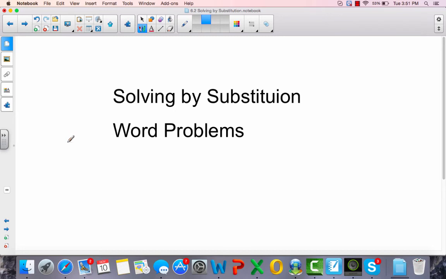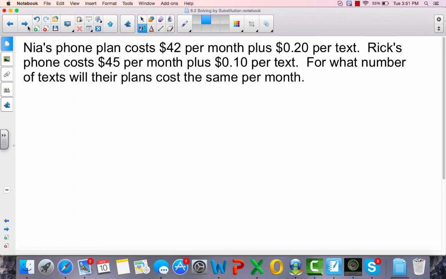Okay, now we got solving substitution word problems. Nia's phone plan costs $42 per month plus 20 cents per text, and Rick's phone costs $45 per month plus 10 cents per text. What number of texts will their plans cost the same per month?